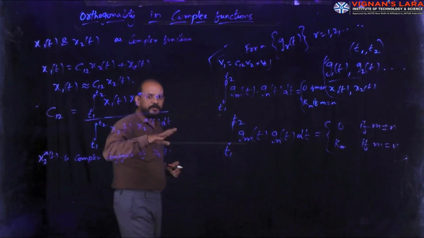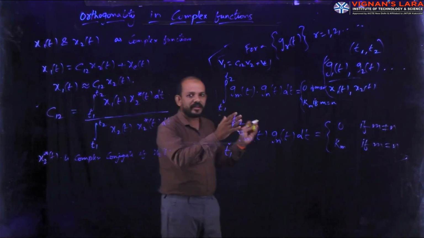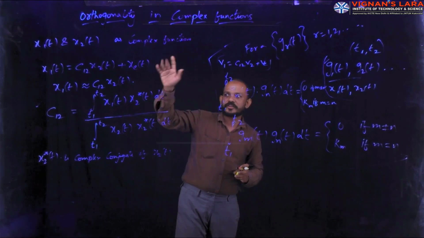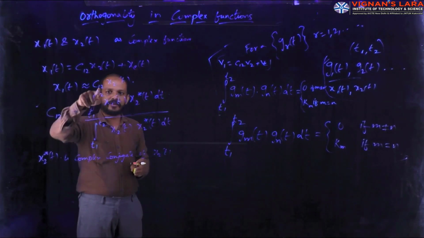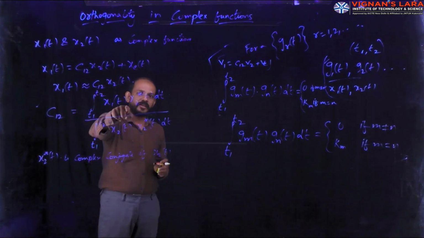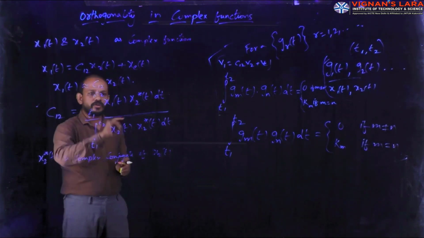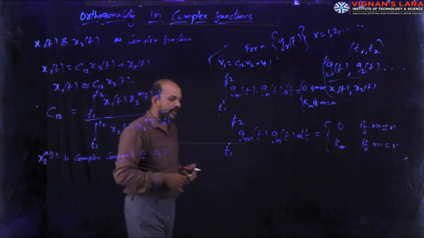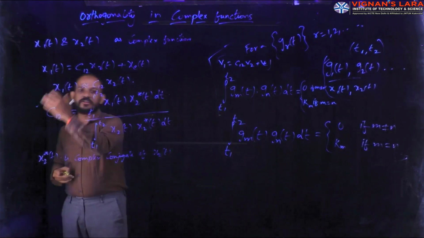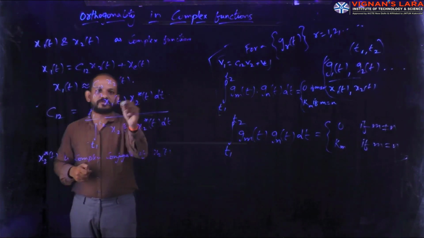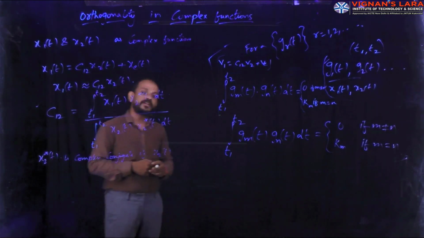This is for complex functions. Can anyone tell me what the c12 value is for the minimized mean square error in real valued functions? In real valued functions, c12 equals the integral from T1 to T2 of x1 of t into x2 of t dt, divided by the integral from T1 to T2 of x2 square of t dt, because there are no complex conjugates there, since they are real valued functions.